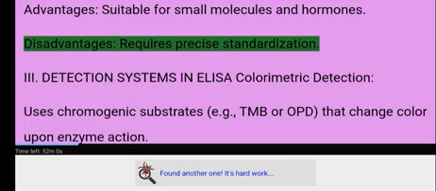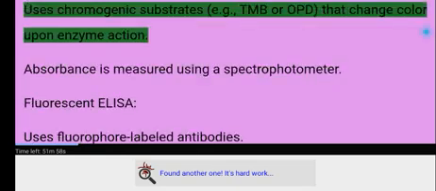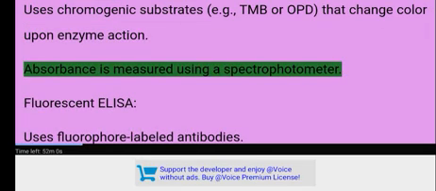Disadvantages. Requires precise standardization. 3. Detection systems in ELISA. Colorimetric detection. Uses chromogenic substrates, e.g., TMB or OPD, that change color upon enzyme action. Absorbance is measured using a spectrophotometer.